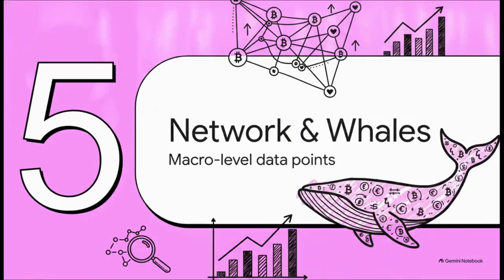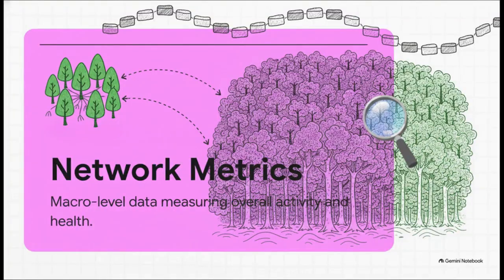And finally, we arrive at Section 5, network metrics and whales. Consider this the ultimate test of Phase 4. To see the really big picture, we have to use network metrics. These are the macro-level data points measuring the overall activity and health of the blockchain. If individual wallets are the trees, network metrics are the entire forest. We're talking about looking at active daily addresses or network hash rates to really gauge the underlying strength and security of the chain before you safely navigate it.